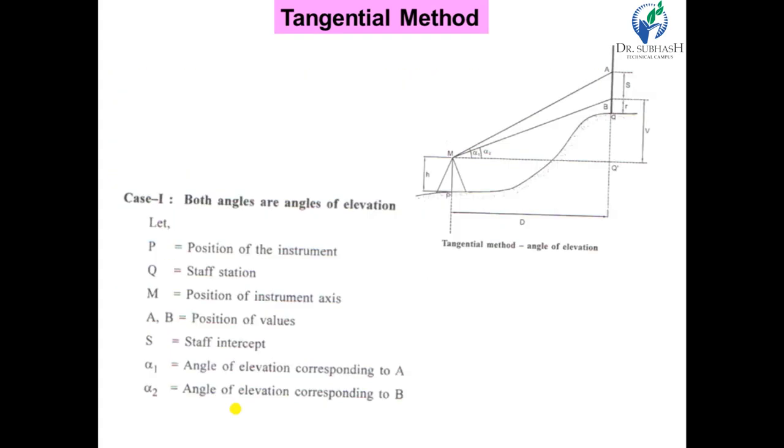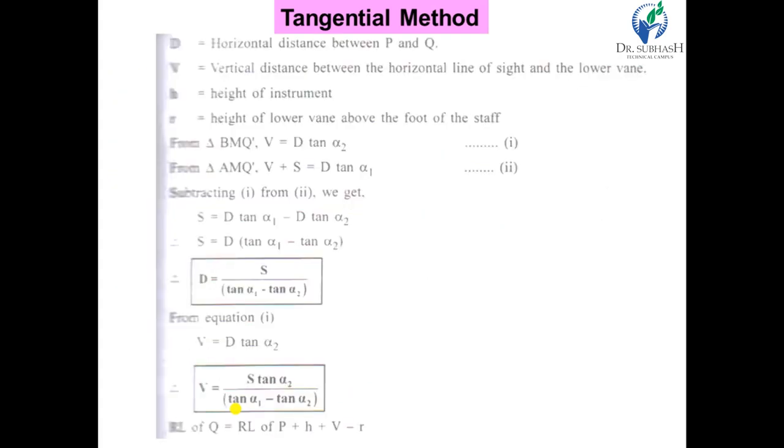And V is the vertical distance between the horizontal line of sight and the lower vane. Smaller h is equal to the height of the lower vane above the foot of the staff.